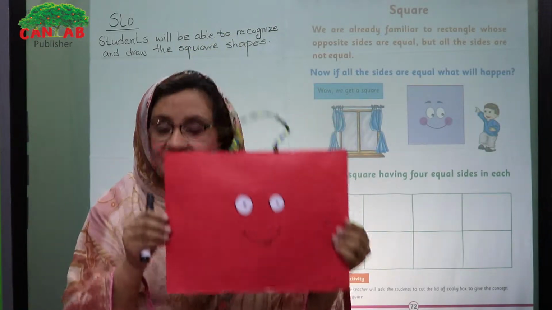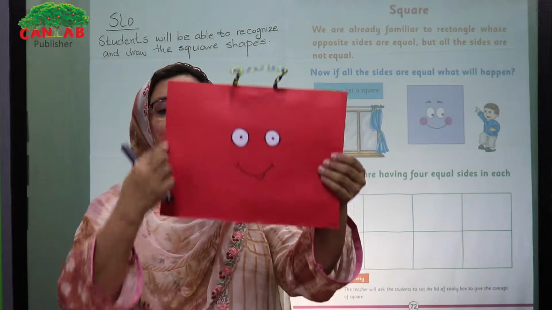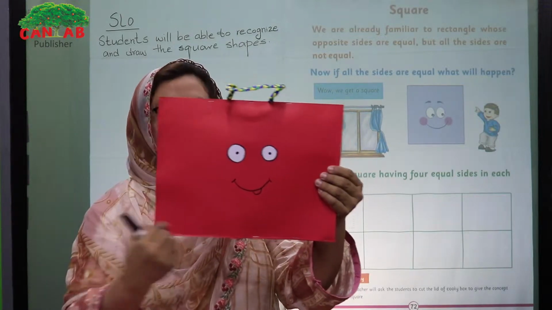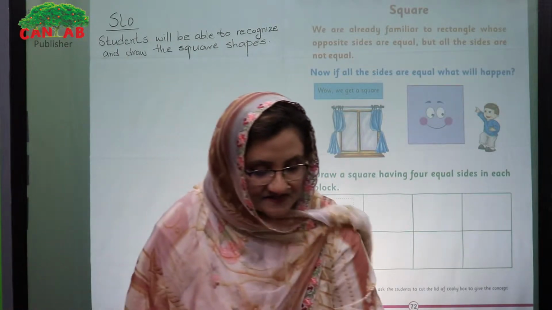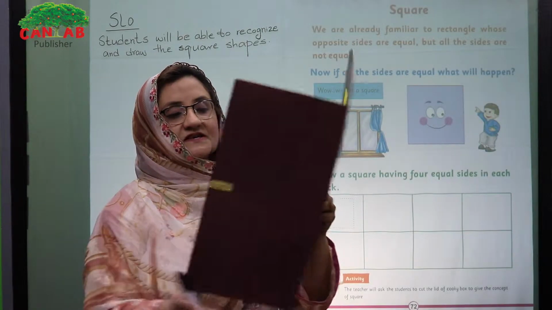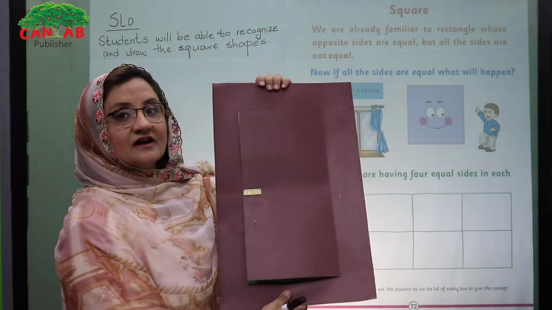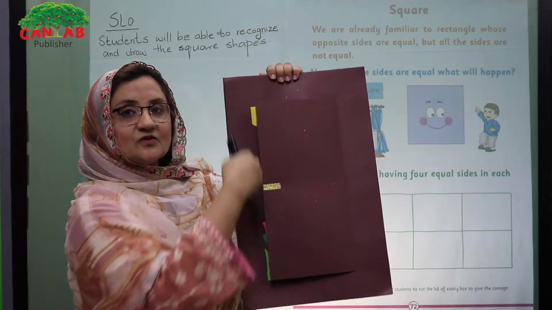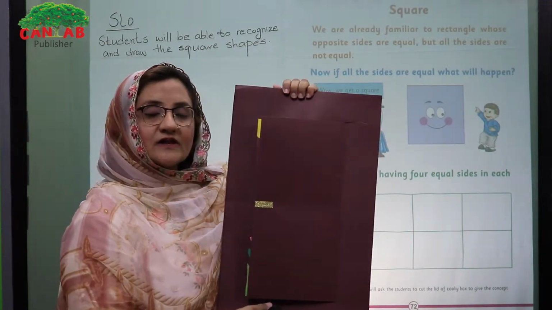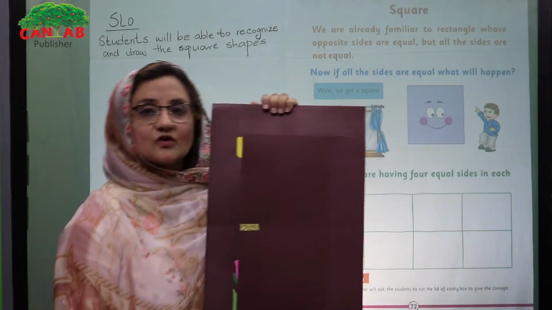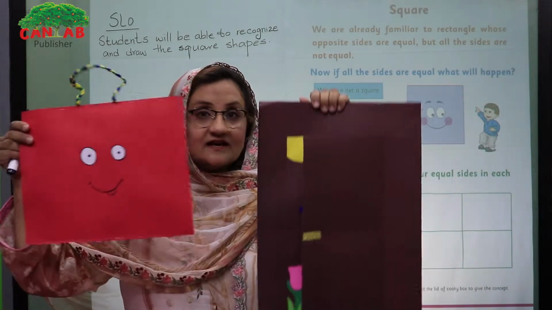This is a rectangle. This is a rectangular shape because its four sides are not equal. And can you please look at this? Oh, this is a card. Look at the shape of the card. It is of rectangular shape. When four sides are not equal, we get a rectangular shape like this and like this.